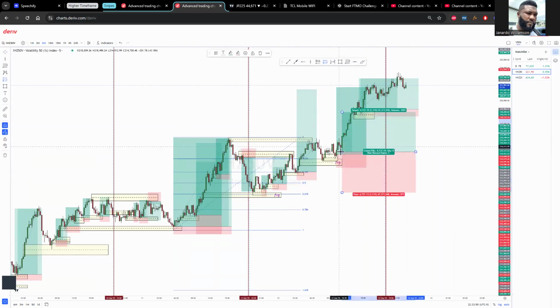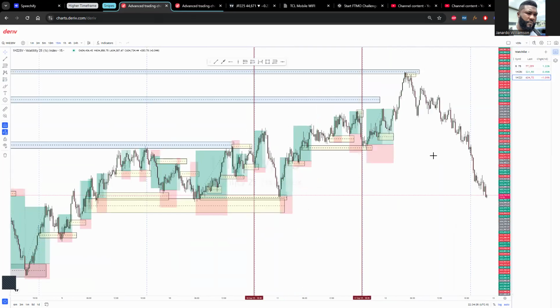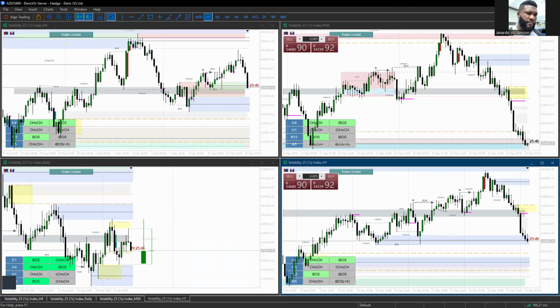So even here, this was a little small entry using this OB, but that is negligible. So save this chart, and then I go to volatility 25s. Now let me go back to the higher time frame.